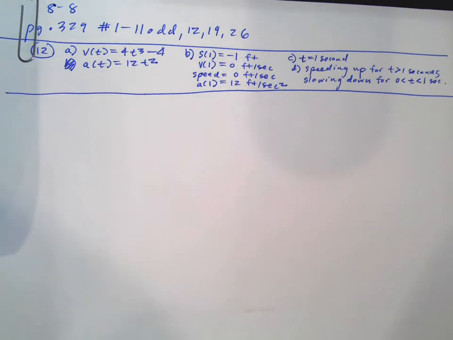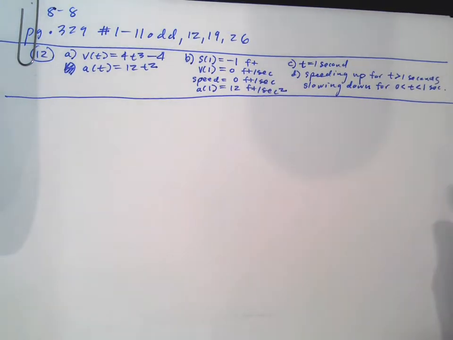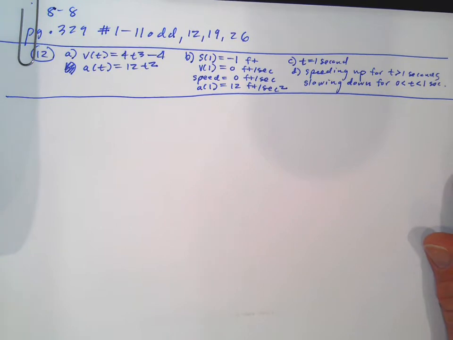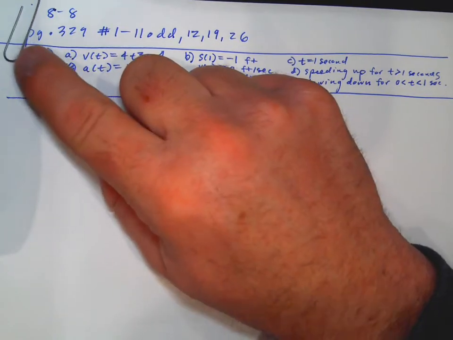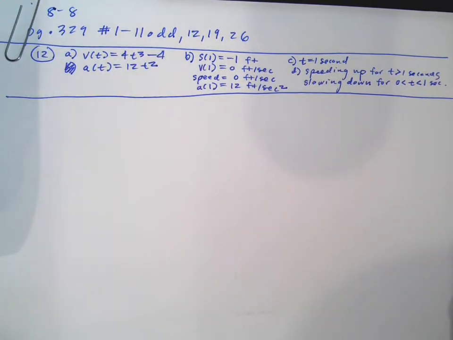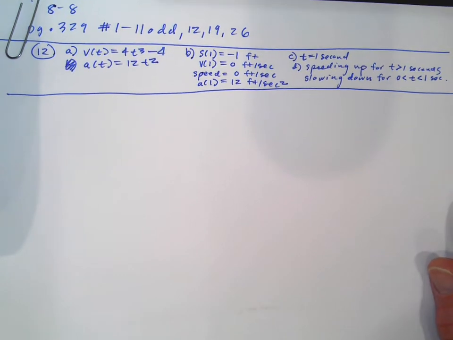AP Calculus AB, Unit 8, Day 8, Office Hours. This is the book assignment. There were 2 even problems. I'll do the last even one as part of the video.